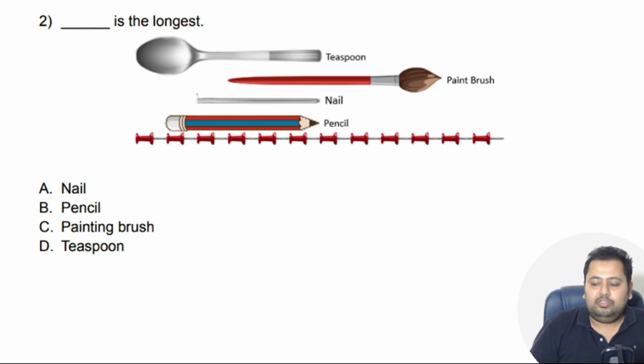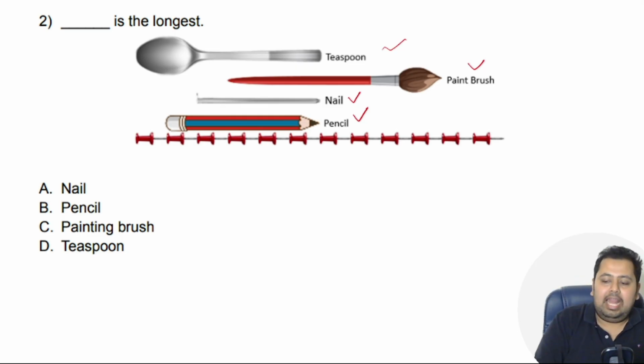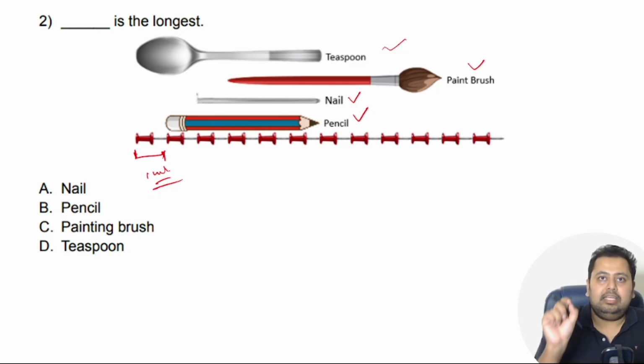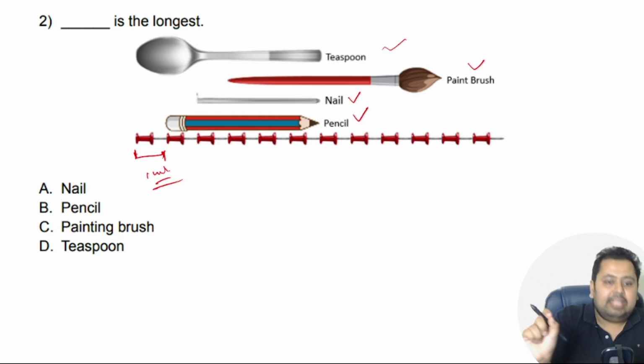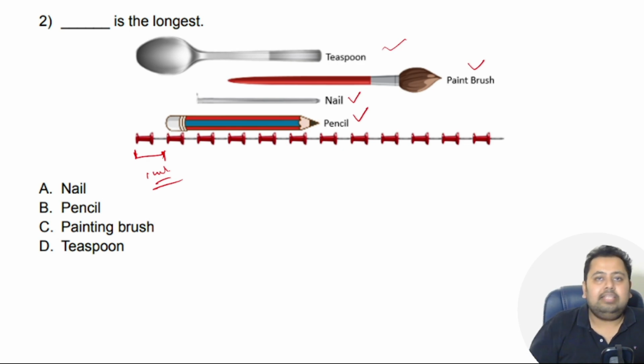Dash is the longest. You see a teaspoon, a paintbrush, a nail, and a pencil, and you have to find out which of these 4 is the longest. The way to do it is to draw a line, draw 2 lines, and find out the length in terms of this pin. Say, for example, this is 1 unit, and you have to find out how many units the teaspoon, paintbrush, nail, and pencil are, and then find out which of them is the longest. Again, I will take a break, but you solve it and we meet on the other side.